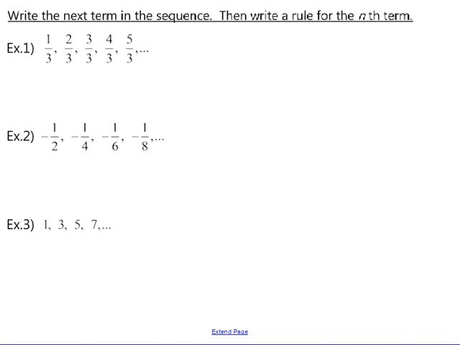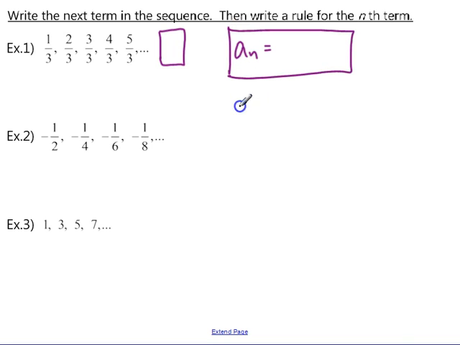Now these problems ask us to write the next term in the sequence, then write a rule for the nth term. So what that means is we're going to look at our list of numbers and look at the pattern and predict what the next number is going to be. Then we want to write a rule or a formula so that we can find any number in that sequence. So these are the two things that we're going to be looking for.